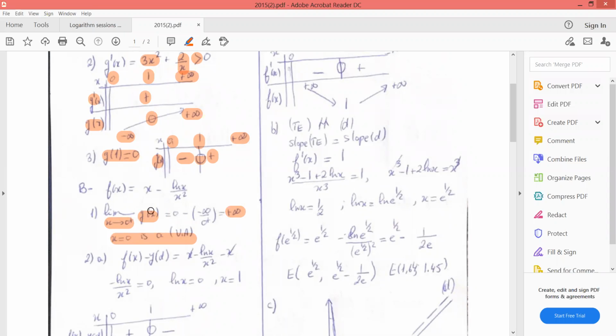So the limit of f(x) as x tends to 0 plus, we replace x by 0. ln 0 is minus infinity. Minus times minus is plus infinity.